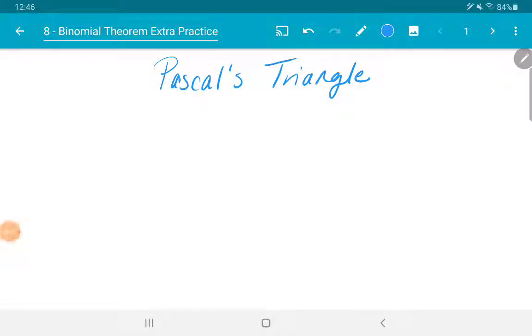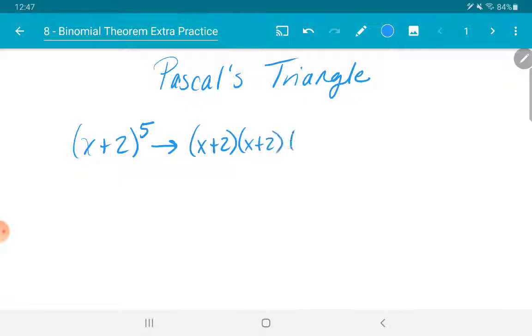So this lesson is over binomial theorem, which is basically you taking multiple binomials, like a binomial to the fifth power, and instead of having to take two of them at a time. Such as if you had (x + 2)^5, this really means (x + 2)(x + 2)(x + 2)(x + 2)(x + 2). So that means we would have to multiply this and we would get a trinomial.